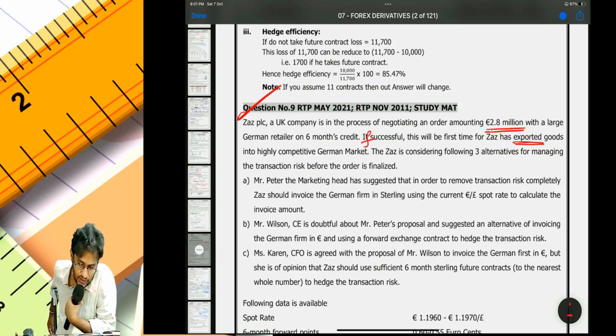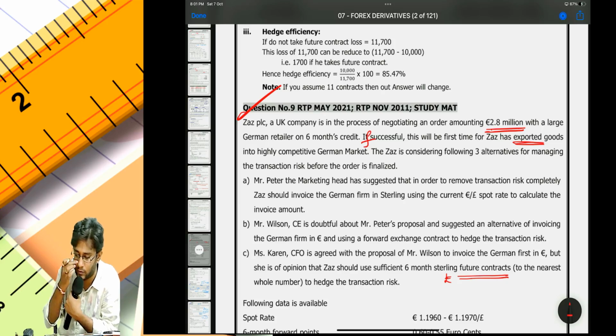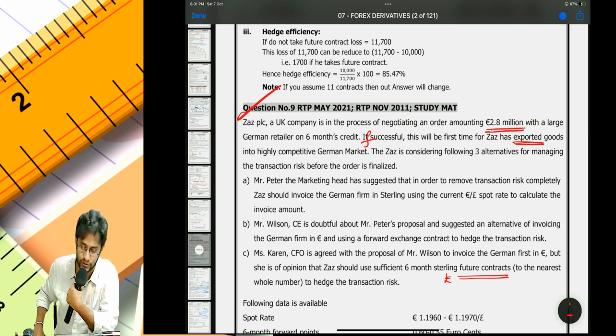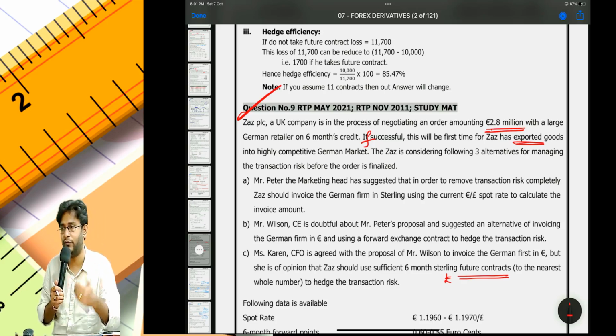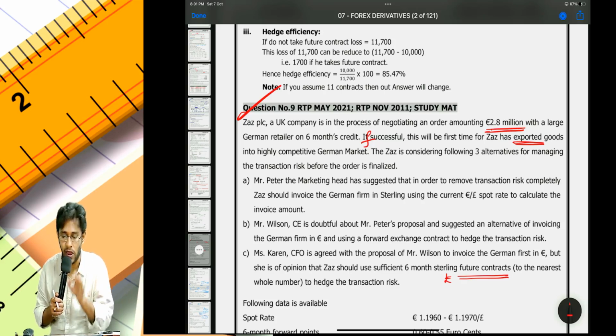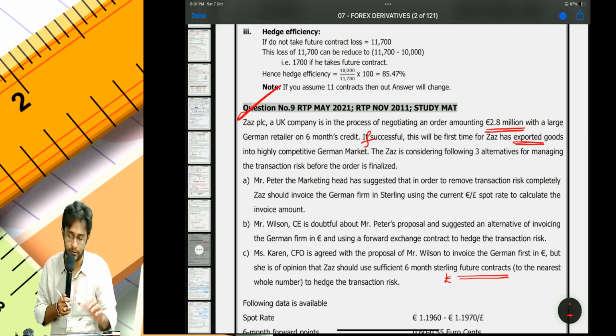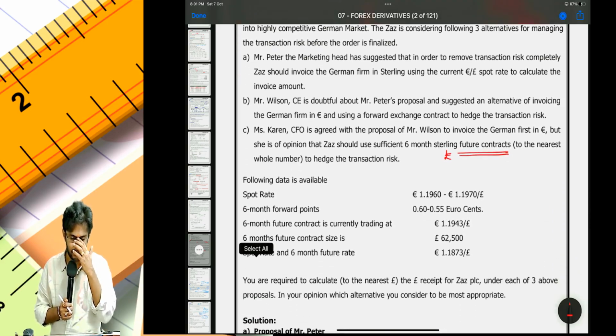C. Ms. Karen, CFO, agreed with the proposal of Mr. Wilson. See, she accepted. Invoice the German firm in euro. That means invoicing will be done in euros only. But she is of the opinion that Zaz should use a sufficient number of 6-month sterling future contracts, to the nearest whole number, to hedge the transaction risk. Sterling future means pound future contract. So first one is home currency invoicing, second one is forward, third one is currency futures. That too, which currency futures also is clear: pound futures. Underlying asset is pound. Following data is available.